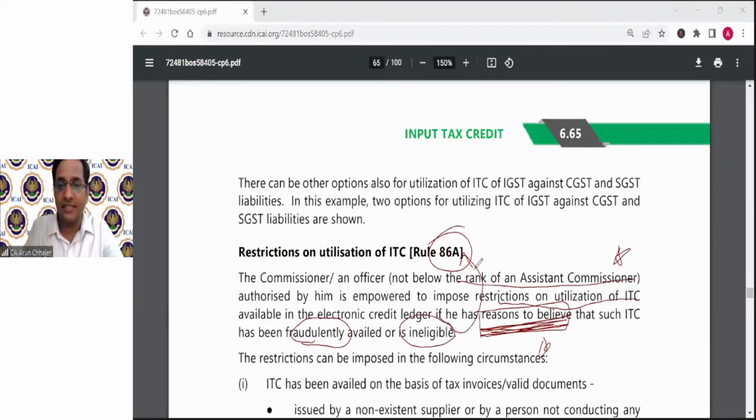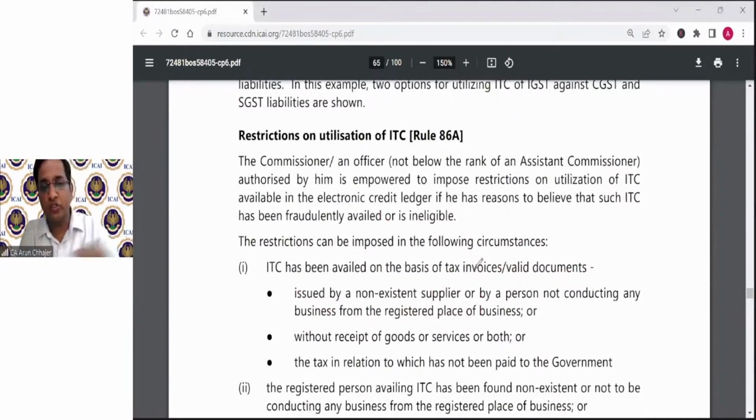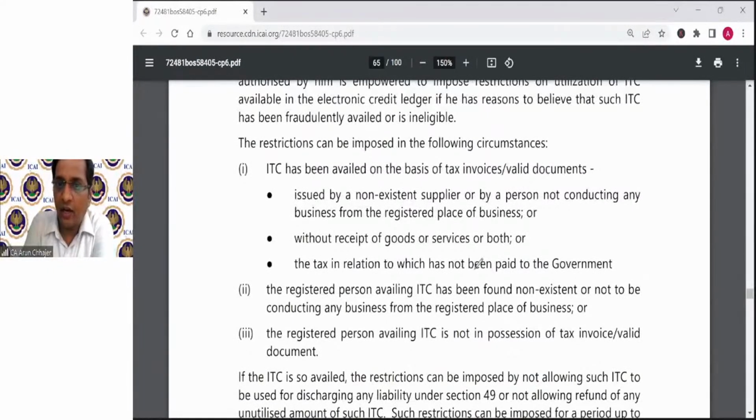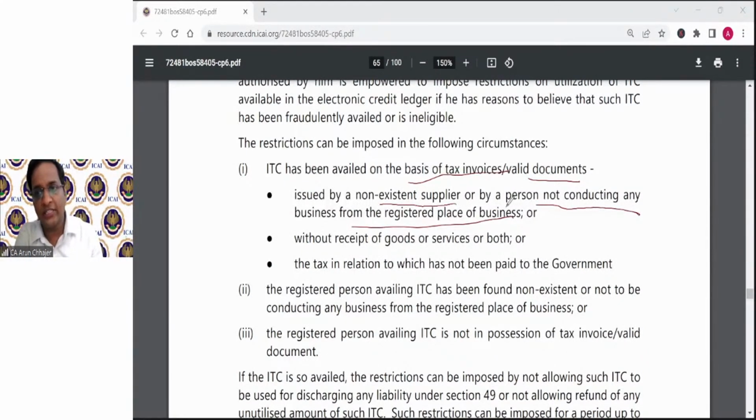What are the circumstances in which restriction can be imposed? ITC has been availed on the basis of a tax invoice or valid document issued by a non-existent supplier or by a person not conducting any business from the registered place of business. So either the supplier is not in existence, or whatever place he has disclosed, he is not doing the business from that place.